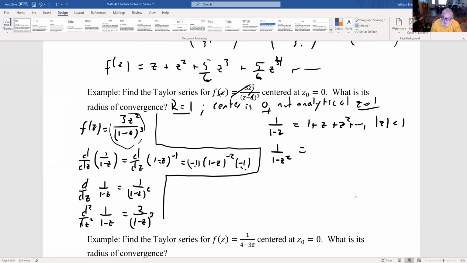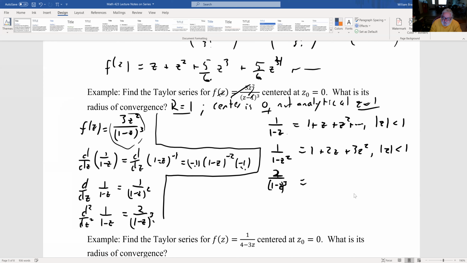And the derivative of the right side is, well, derivative of 1 is 0, then we get 1 plus 2z. Next term would be a z cubed, so plus 3z squared for modulus of z less than 1. So 1 over 1 minus z cubed, 2 over 1 minus z cubed, right, which is what we get when you do the second derivative.